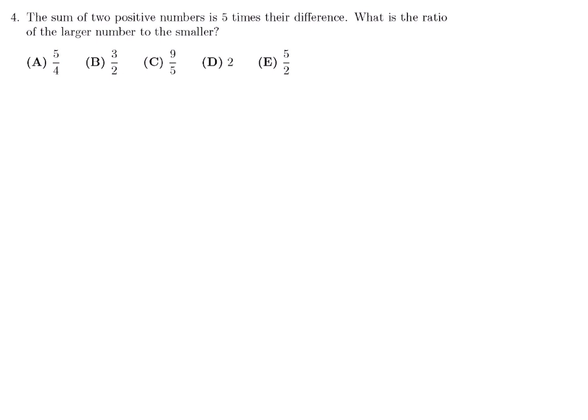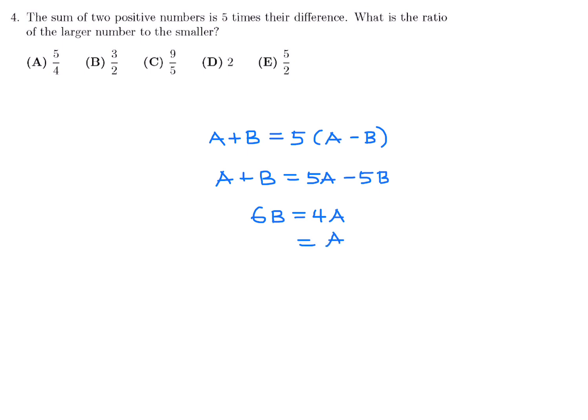The sum of 2 positive numbers is 5 times their difference. What is the ratio of the larger number to the smaller number? So we have A plus B is equal to 5 times A minus B. Multiply this all out and you'll get A plus B is equal to 5A minus 5B, and therefore 6B is equal to 4A. And therefore A over B will be 6 over 4. A over B in lowest terms is 3 over 2. So number 4, the answer is B.